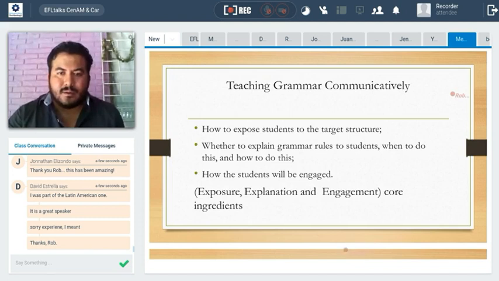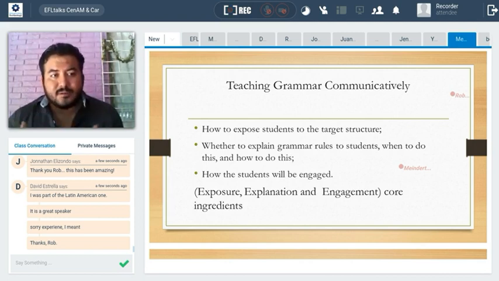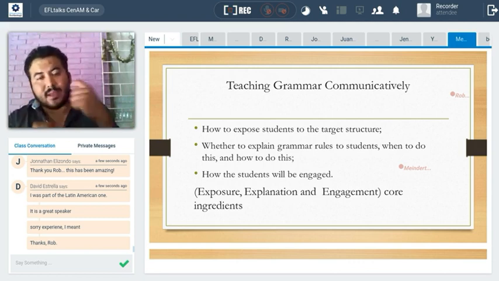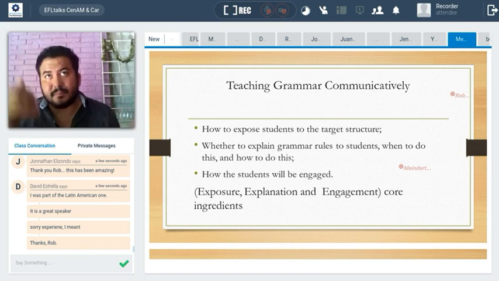So why teach grammar communicatively? Number one, we have to expose our students to the grammar in context, like I said before. Now let's go back. Instead of mentioning job hunting, we can say, let's talk about assumptions. Let's say I give some examples of assumptions. The students will see the examples that we write on the board, and by seeing them, they can create their own grammar rules based on what they see.